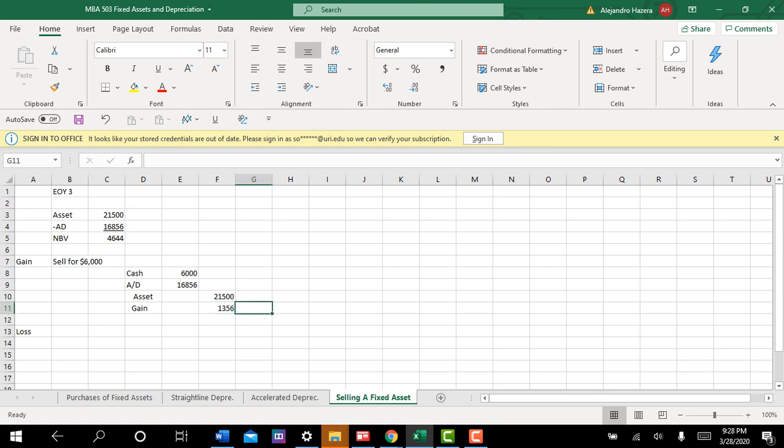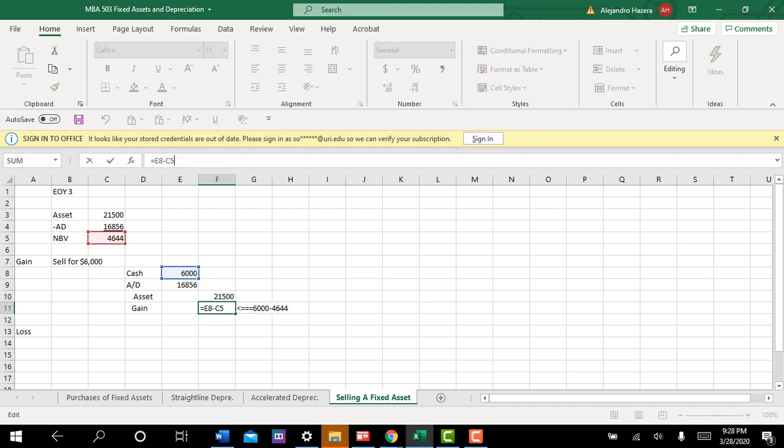But the gain is equal to, I'll just put a thing here. It's a plug entry, but officially the gain really is equal to the $6,000 cash minus the 46.44 net book value. And you should be able to see that by looking at the equation right there. Okay, so we've done that in class.